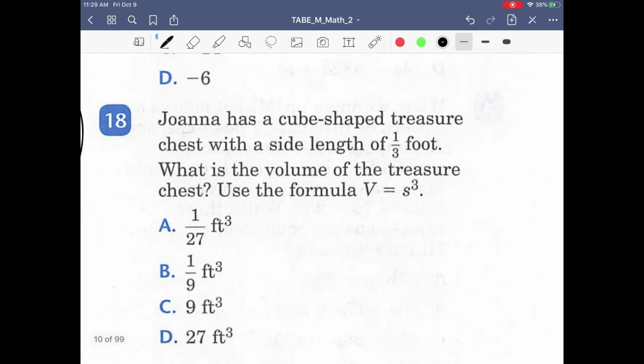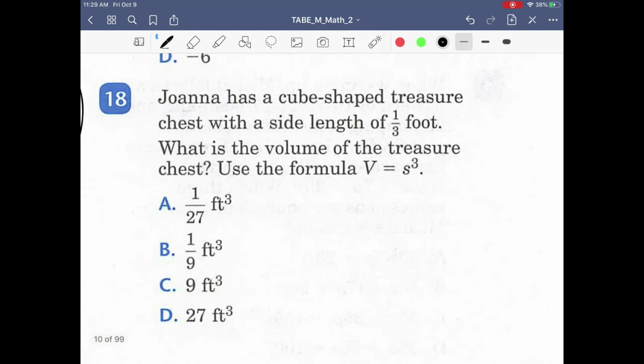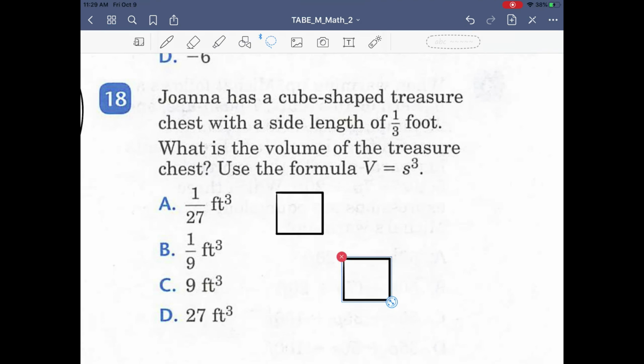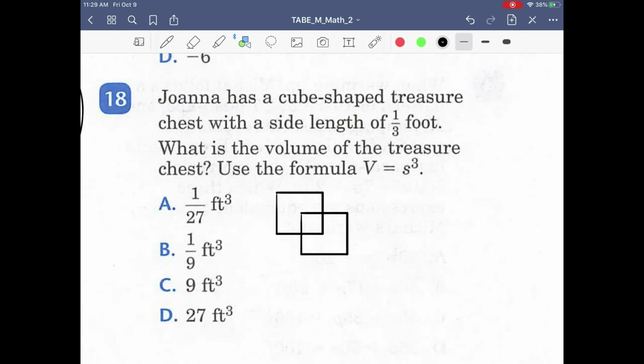Number 18. This is the last one here. Joanna has a cube-shaped treasure chest with a side length of 1/3 foot. What is the volume of the treasure chest? Use the formula V equals S to the 3rd power. So again, I'm going to sketch the treasure chest. If it's a cube, it's made of squares, perfect, even squares. It's the only way you can make a cube. They have to be perfect, and mine clearly are not, so we're pretending here.